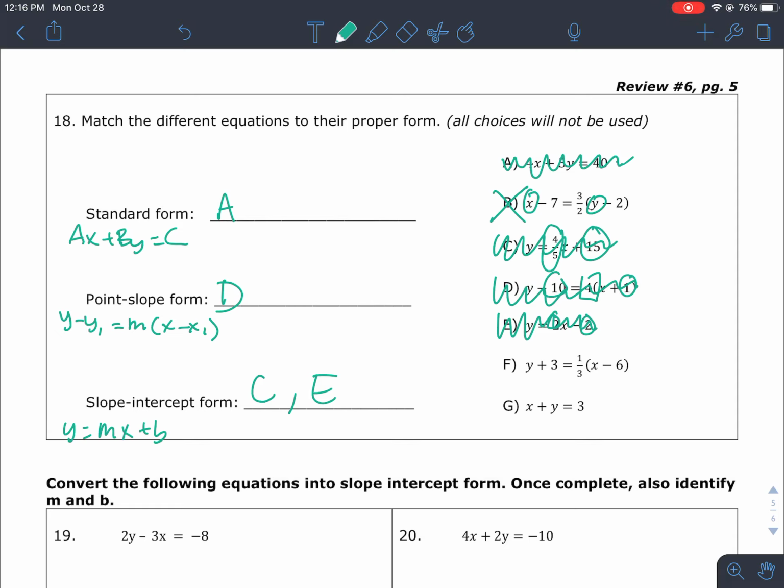F, I have y plus 3 equals 1/3 times x minus 6. I have my y1, my x1, and my slope. So that's point slope form. And x plus y equals 3. Well, I have x and y on the same side, and it equals 3. So that is standard form. You should not have used B for any of those.